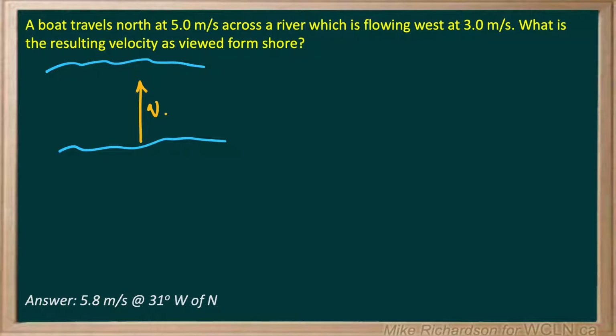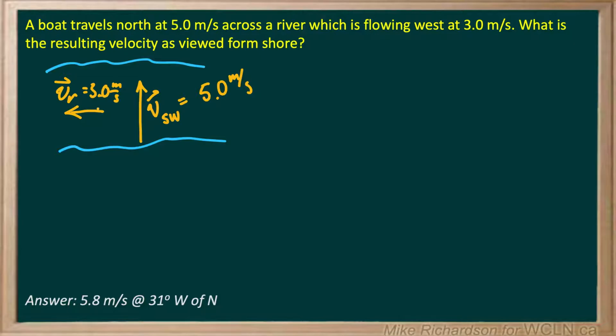We call that the velocity in still water. So that's the speed that the boat would go and the direction that the boat would go if there was no current whatsoever. 5.0 meters per second straight up. However, there is a velocity of the river which is pointed towards the west. So let's take west as being left, and this velocity, VR, for velocity of the river, is 3 meters per second.